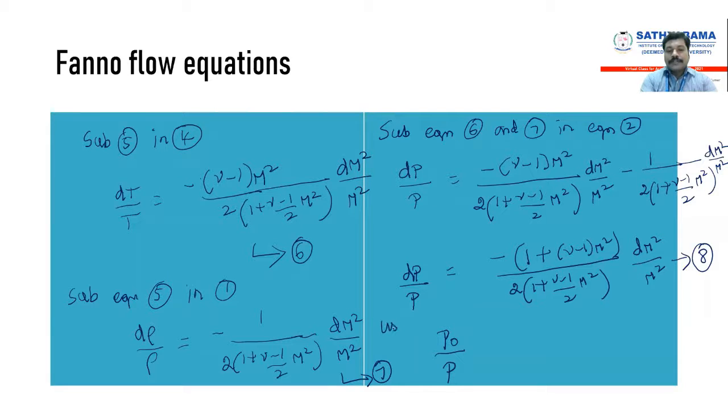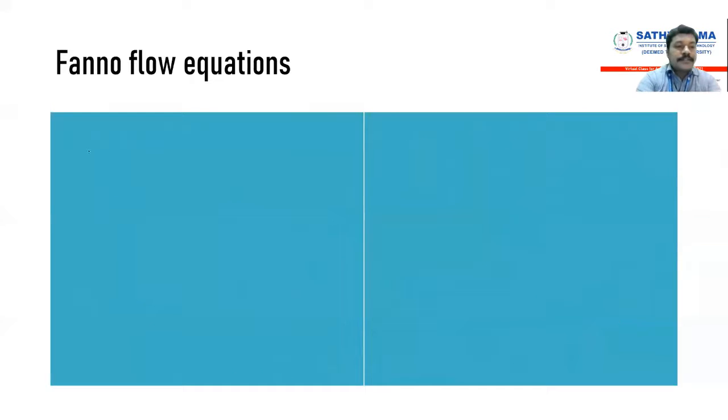Using the isentropic relation. What is your isentropic relation? P naught by P is equal to (1 plus (gamma minus 1) divided by 2 M square) whole to the power of gamma by gamma minus 1. Everybody knows this equation. Now you are going to take ln on both sides.